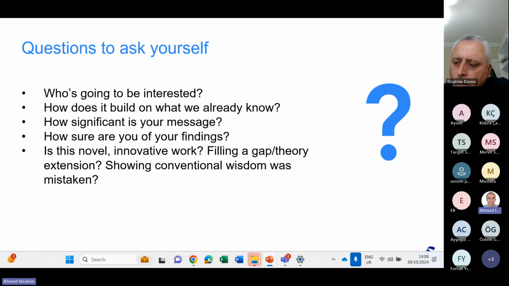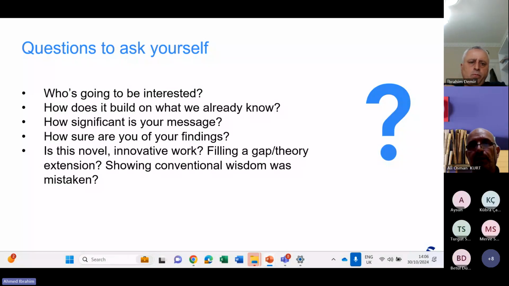Then, how will your article build on what we already know? How significant is your message? How sure are you of your findings? Is this article novel, innovative work, filling a gap, or a theory extension, or is it showing conventional wisdom, something we already know, or maybe it contains some mistake? These are some points to think about before selecting a journal.